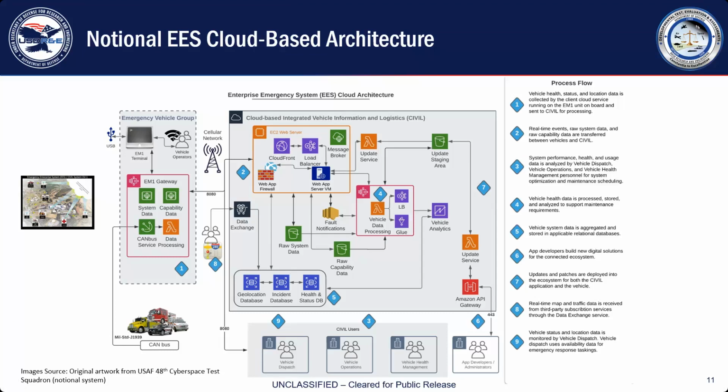So the operator will see that, but that information is going to travel across the cellular network into this civil environment. So real-time events and raw system data are all going from those vehicles and civil over cellular, and that data is being used by the vehicle dispatchers on the bottom here, the vehicle operators, and vehicle maintainers for emergency response tasking, maintenance scheduling, and overall capability optimization.